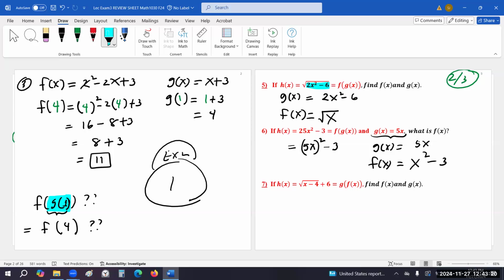So G is not always inside, but here our G is inside. So whatever we have inside, that's the G. You replace G with x, and it becomes the F function.